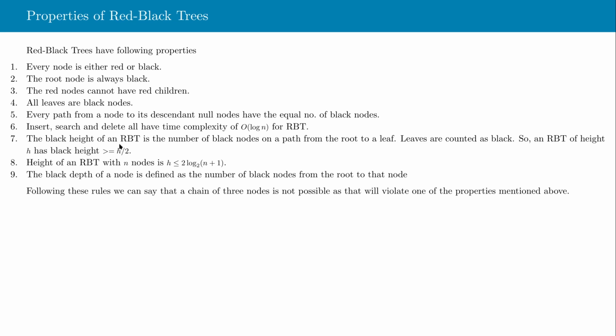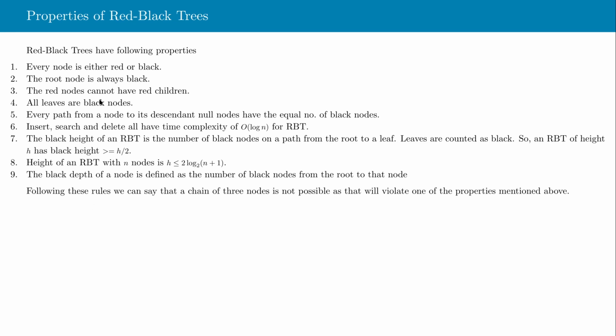The black height of an RBT is the number of black nodes on a path from root to a leaf. Leaves are counted as black. So an RBT of height h has black height greater than or equal to h/2. The height of an RBT with n nodes is less than or equal to 2 log2(n+1). The black depth of a node is defined as the number of black nodes from the root to that node.